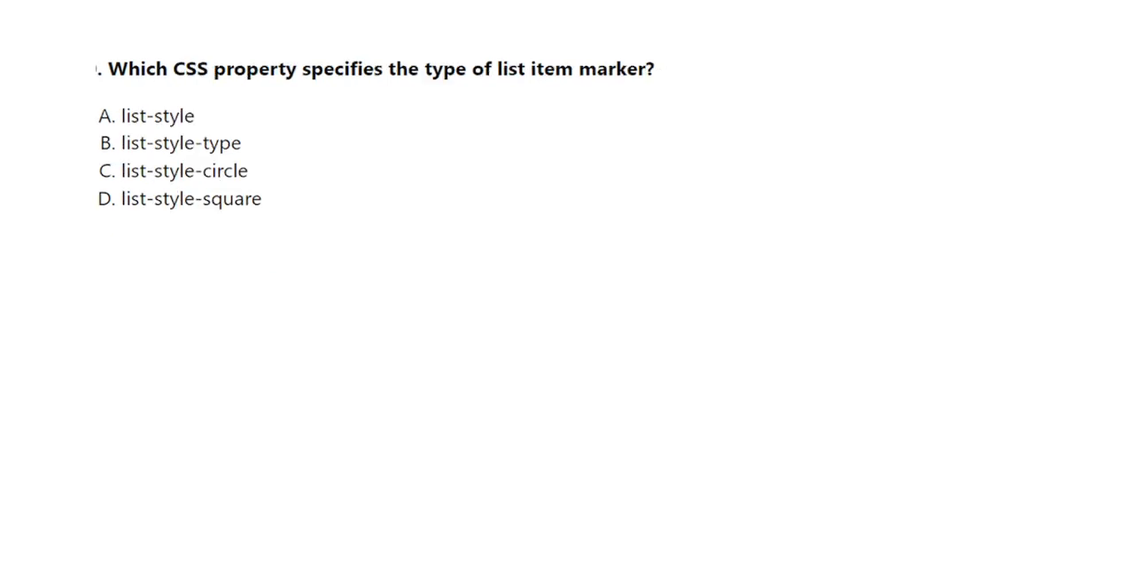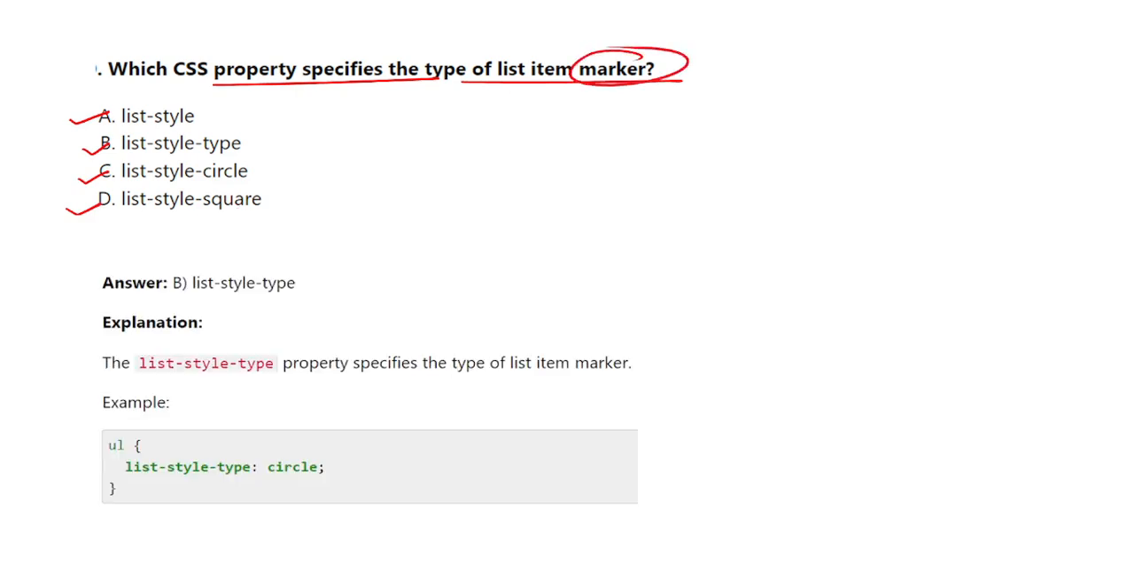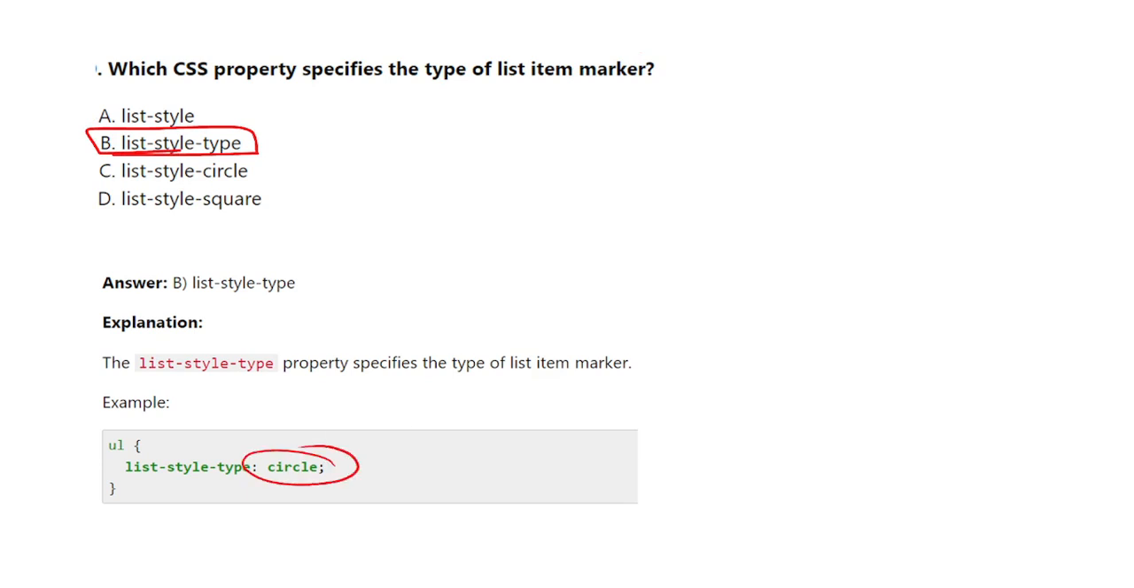Okay, next question is: which CSS property specifies the type of list item marker? The options include list-style, list-style-type, list-style-circle, list-style-square. So for the marker type, whenever you want to write it, you can write list-style-type equal to circle, square, whatever you want.